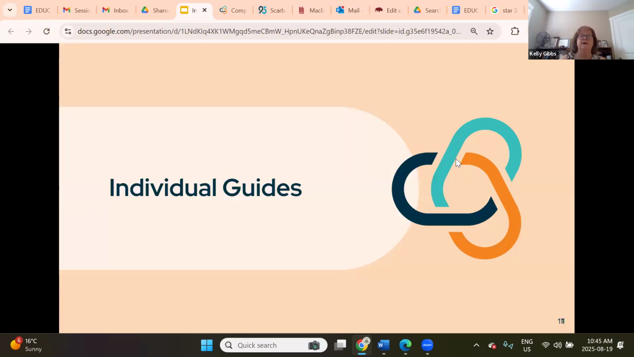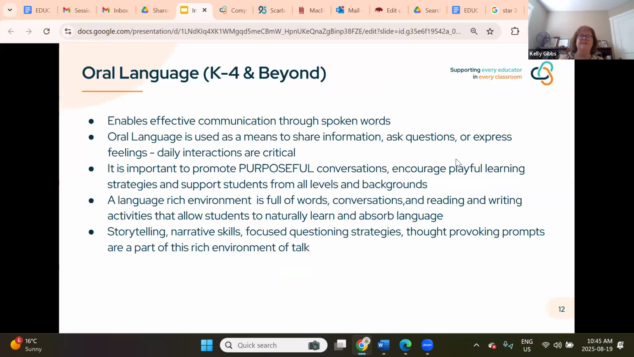The individual guides. Irene. Oral language goes, if you can notice that it goes K to 4, but it certainly would be something that goes beyond into every grade. And just some key points about it in terms of critical pieces I wanted to share are that it enables effective communication through spoken words. It's used as a means to share information, ask questions, or express feelings.